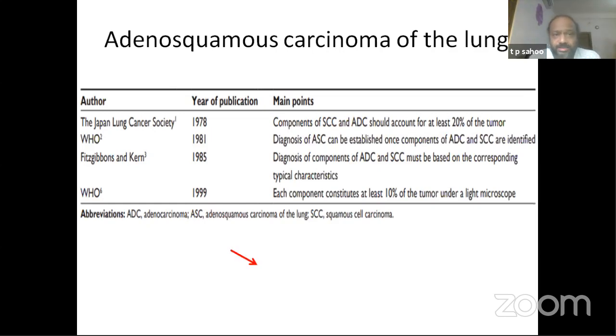The first adenosquamous carcinoma classification came in 1978. It came from the Japan Lung Cancer Society, and it was looking at the component of squamous cell and adenocarcinoma. They said that each of them should account for at least 20% of the tumor. Three years later, they said that a diagnosis could be established as soon as you look at any component, and the percentage was dropped. And then in 1985, it was proposed that it could be based on corresponding typical characteristics, which you find, maybe keratin for a squamous cell or gland formation in the adeno.